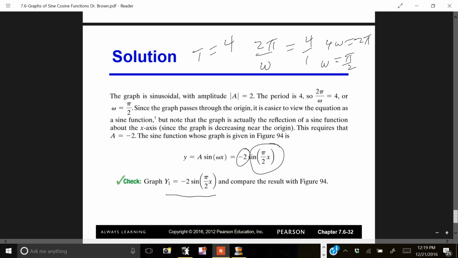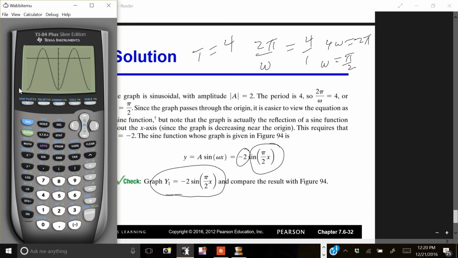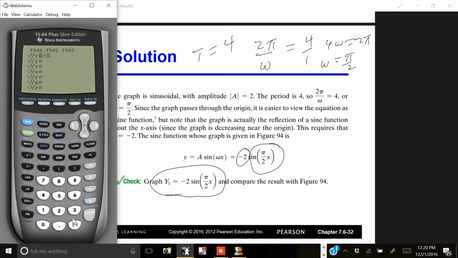So now we need to graph this and then see that we get the same thing. So bringing up the calculator, we graph y equals -2 sine of pi divided by 2 times x.